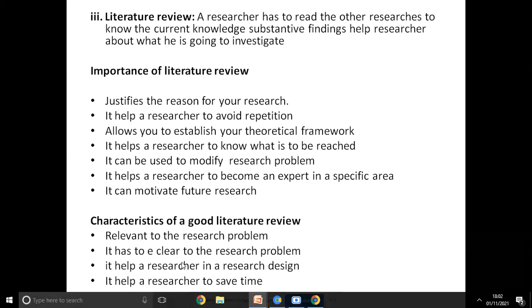If you want to conduct your research, you will find one which has been conducted. It might be conducted in different countries from other continents, but it will be there. The importance of literature review is to justify the reason for your research.